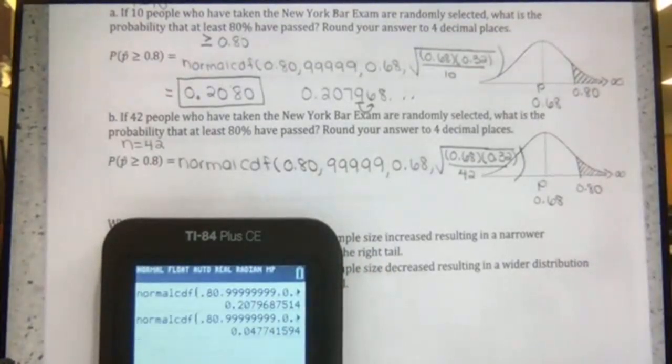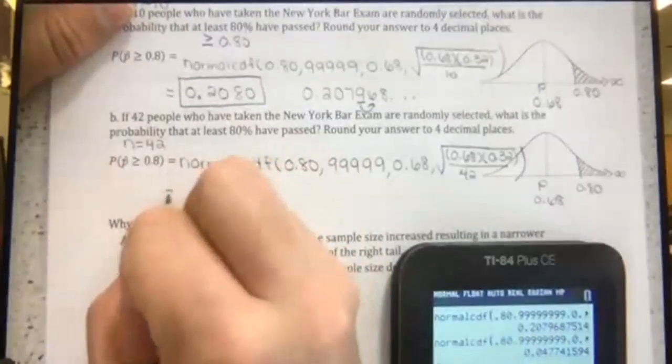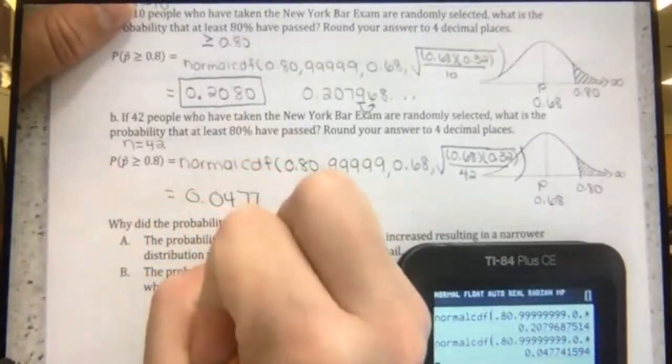Boom, there's our answer. So rounding, we get 0.04774, so it's going to say 0.0477.